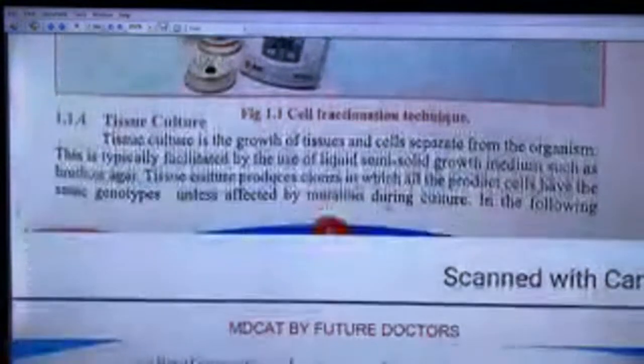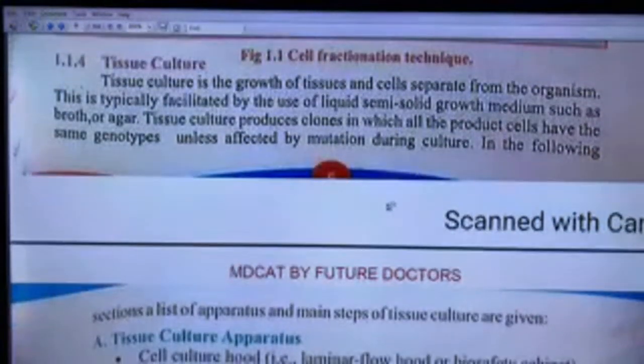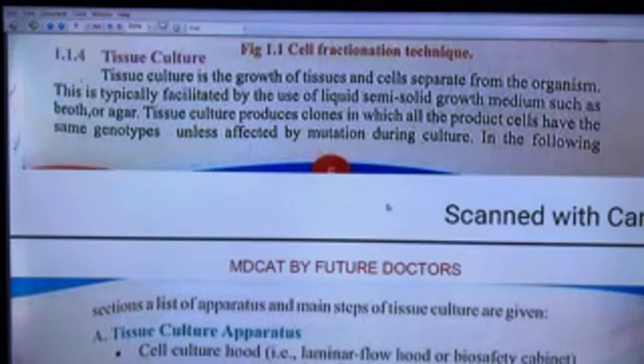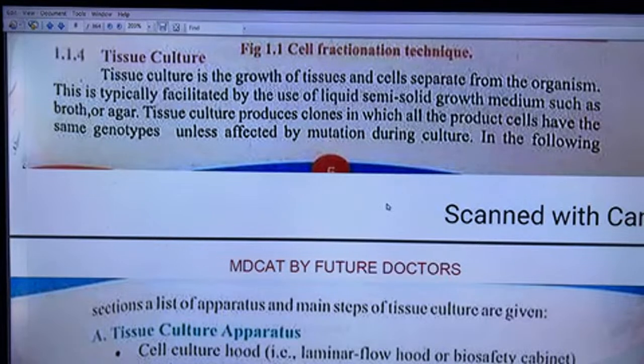Tissue culture. Tissue culture is the growth of tissues and cells separate from the organism. This is typically facilitated by the use of liquid or semi-solid growth mediums such as broth or agar. Tissue culture produces clones in which all the product cells have the same genotypes unless affected by mutation during culture. In the following section, a list of apparatus and main steps of tissue culture are given.